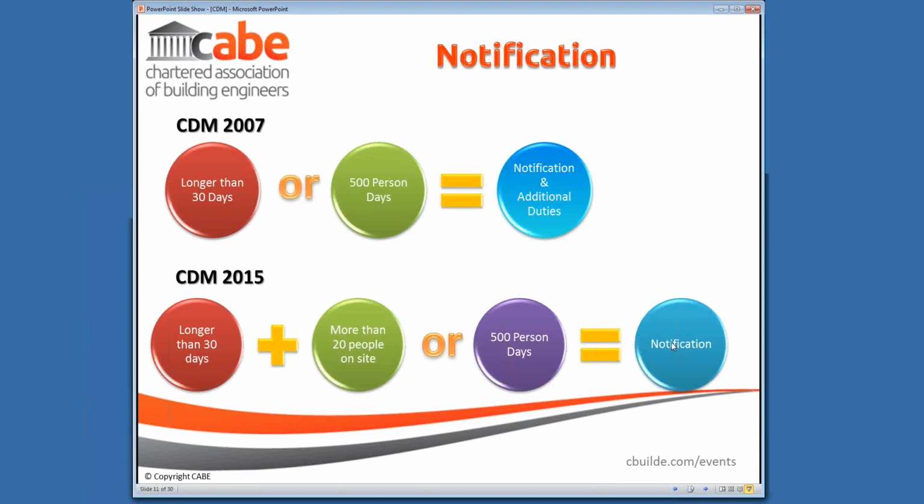So the notification to the Health and Safety Executive is quite a fundamental part of the CDM regulations. And in trying to simplify matters, the 2015 regulations have tried to divorce the notification process from that of the duties. So the duties and responsibilities under the CDM regulations will apply to all projects, whereas only some projects will require notification to the Health and Safety Executive.